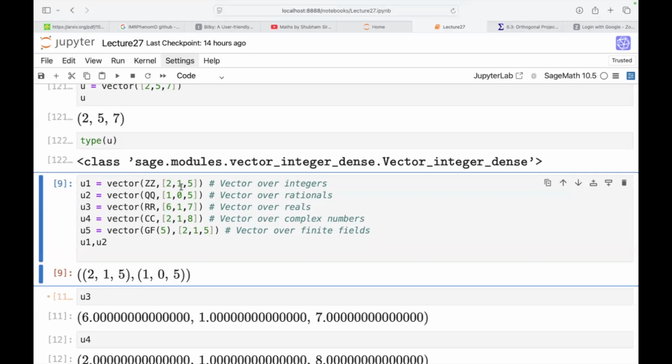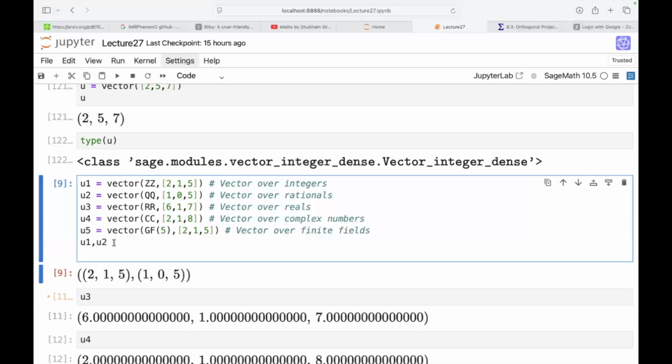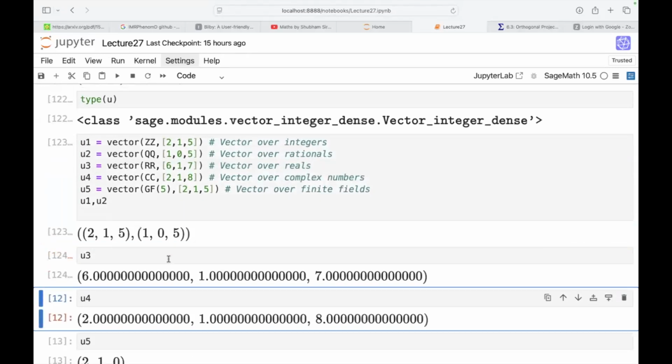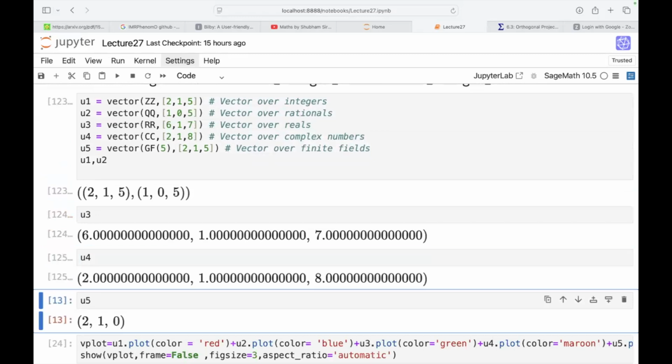And the 2 1 comma 5 and the next u2 vector is Q over Q 1 0 5 and the u3 vector for the over real to real, then the 6 1 comma 7 and the u4 vector complex to complex 2 1 a and the GF in Z5 for the 2 comma 2 1 5 for the finite field. Then represent U1, U2 and also the U3 for the real to real and the U4 the complex base.